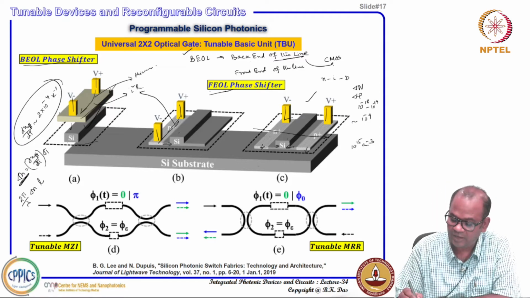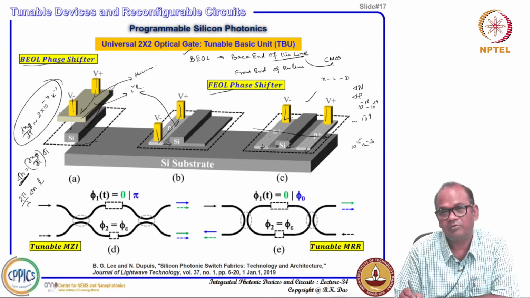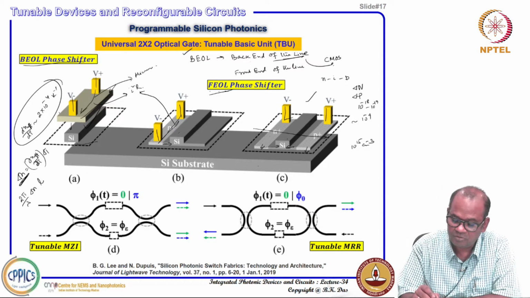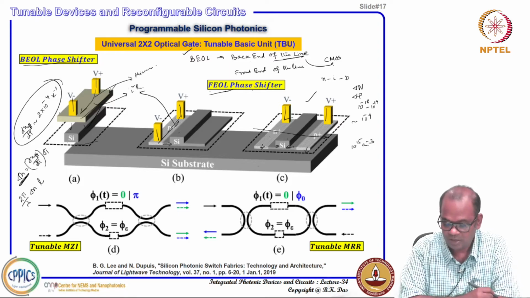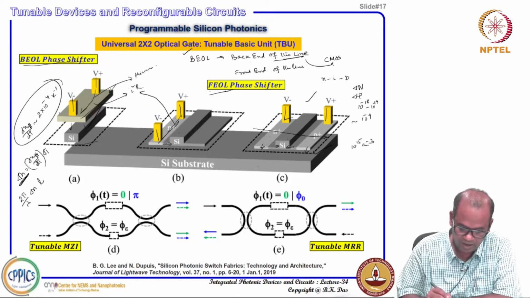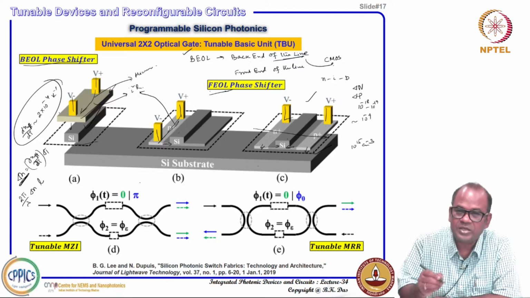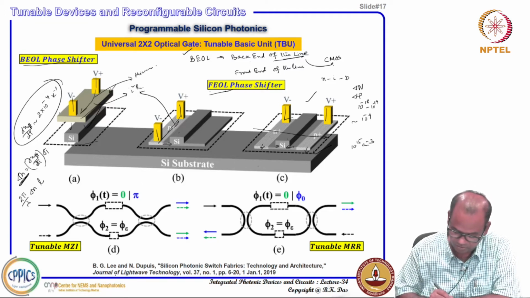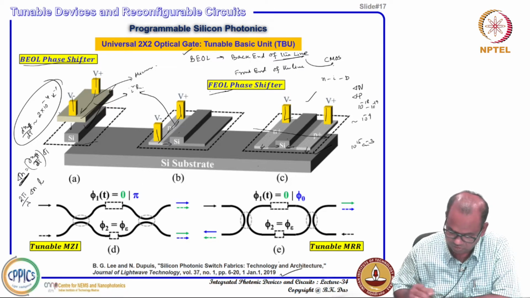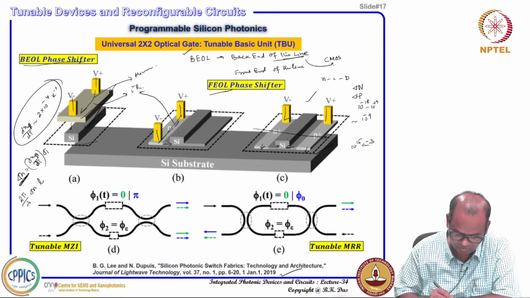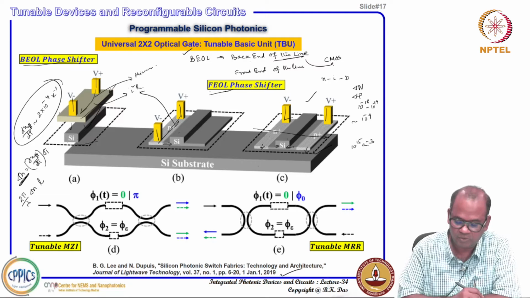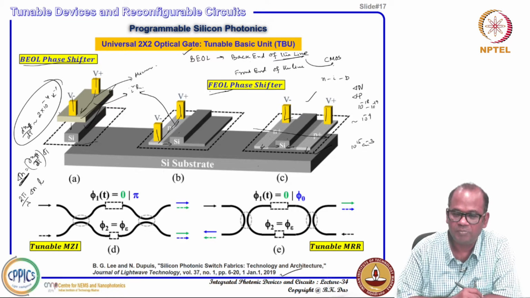So, that refractive index change you can get, and you can get a phase shifter, and that you can also integrate in the front end of the line. Okay. So, this type of phase shifter you can do, and the basic building block is shown here in this paper, recently published in 2019 in Journal of Lightwave Technology by B.G. Lee and Dupuis, silicon photonic switch fabrics. They have compared all these three types of phase shifters and their figures of merit etc.